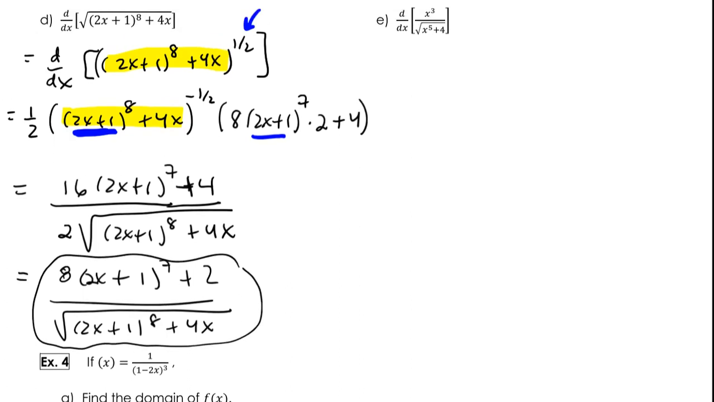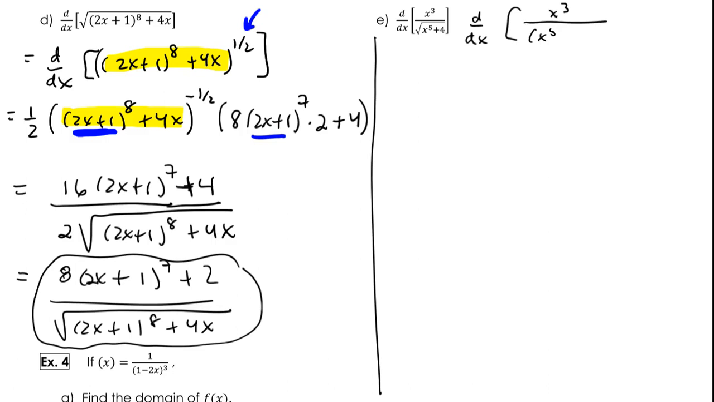It's not going to get much worse than that. Next one. Ooh, maybe I spoke too soon. We'll see. Okay, looking at this one, let's take the derivative and let's rewrite this as x cubed over x to the 5th plus 4 to the half.